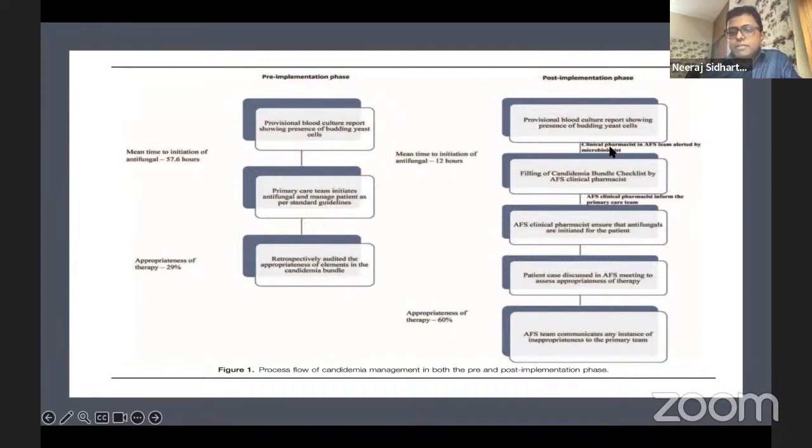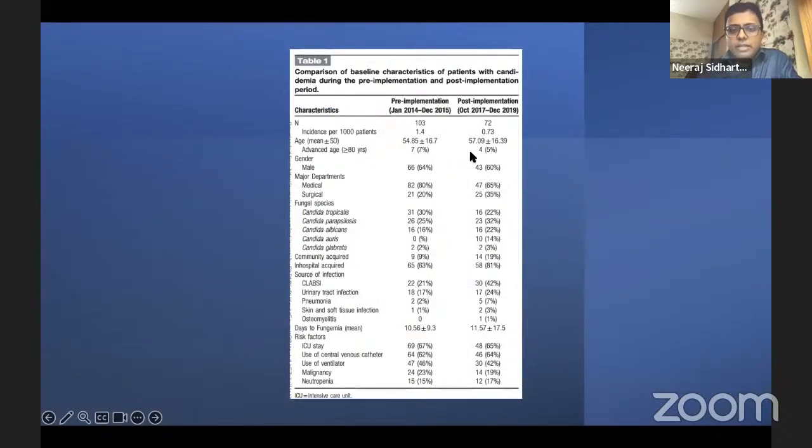In the post-implementation phase, the mean time was shortened because once we know the blood culture, we made the microbiology department alert the clinical pharmacist in the antifungal stewardship team. Once the clinical pharmacist was alerted, the AFS clinical pharmacist filled in the candidemia bundle checklist. Then the AFS clinical pharmacist would inform the primary care team and make sure that antifungals are initiated for the patient. The patient case is then discussed in the weekly AFS meeting to assess the appropriateness of the therapy. The appropriateness of therapy increased from 29% to 60% in the post-implementation phase. So these were the numbers.